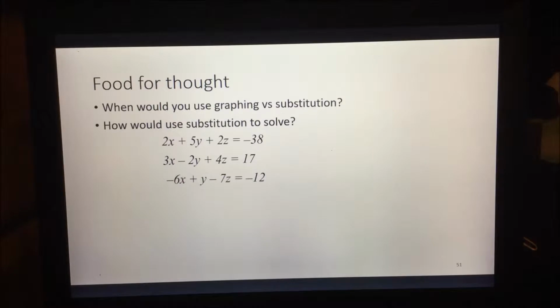And just some food for thought. When would you use graphing versus substitution? Are there times you would rather graph? And are there other times where you'd rather substitute? And how would you use substitution to solve this example? Notice it has 3 equations and 3 unknowns. Can you do it?